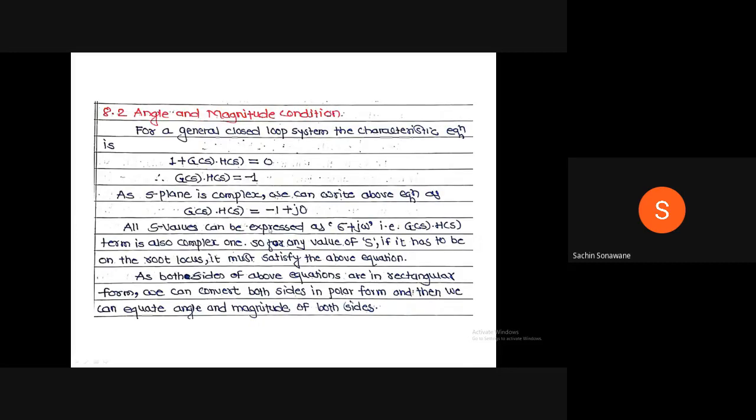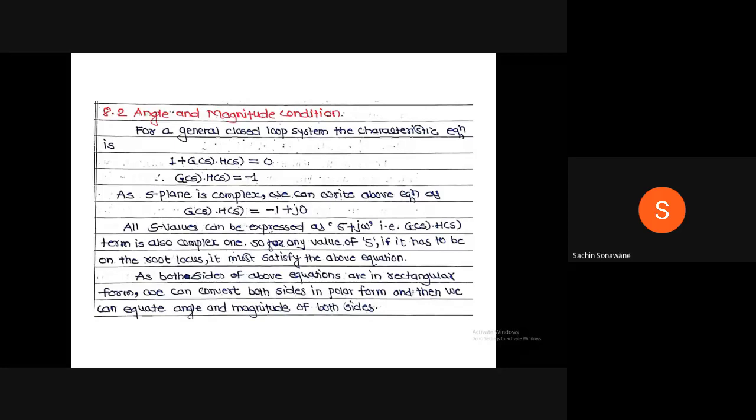Now, angle condition and magnitude condition. What is meant by angle condition and magnitude condition? For a general closed loop system, the characteristic equation is 1 plus G(S)H(S) equal to 0. Therefore, G(S)H(S) is equal to minus 1. As the S-plane is complex, we can write the above equation as G(S)H(S) equal to minus 1 plus j0. All S values can be expressed as sigma plus j omega, that is, the G(S) into H(S) term is also a complex one.